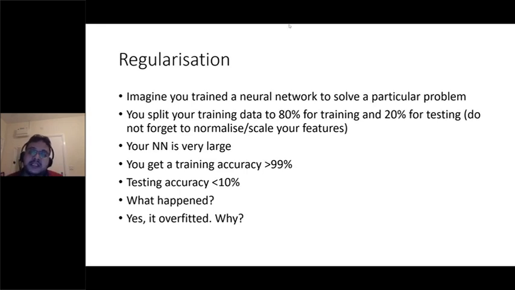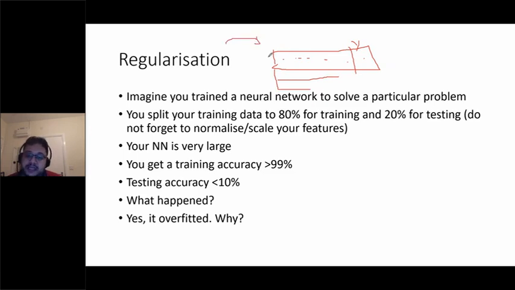Because memorizing is so simple, it just stores. For example, we have this row, and this is the class. It will just store these values and what class they are, and it will just output the class because it knows everything. It knows all the values and what class they are. Same for row number two. But once a new row comes that was not part of the data set, the network will not be able to classify it because it hasn't seen it.